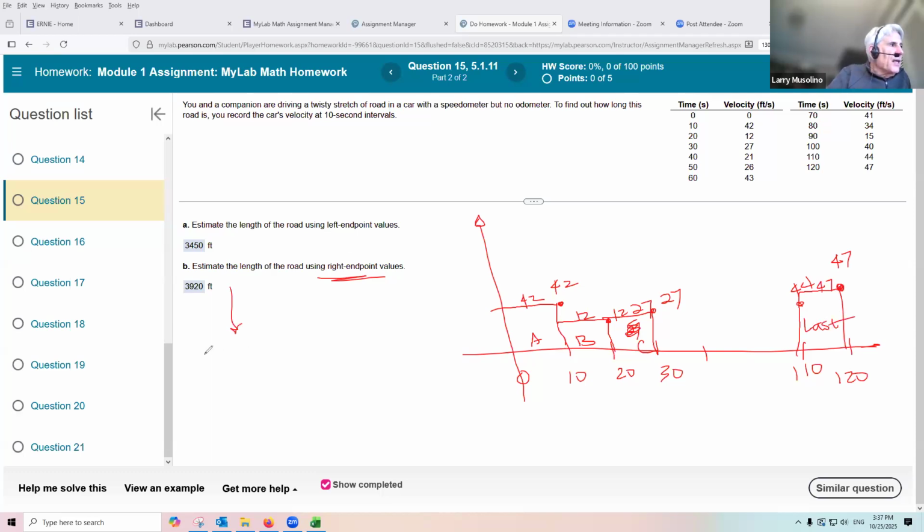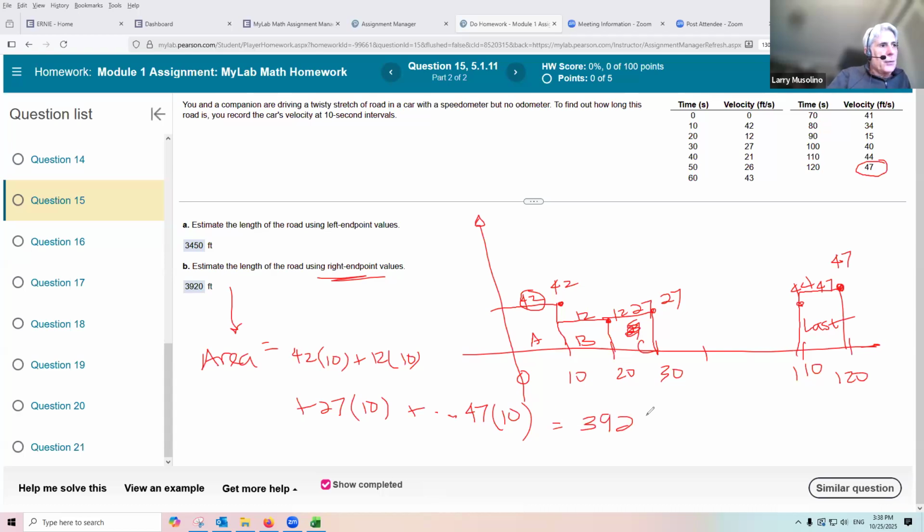So when I go to calculate the area for right endpoints, for rectangle A, it's going to be 42 times 10 plus 12 times 10 plus 27 times 10 plus, and I'm going to come to the very end, and the last rectangle is going to have a height of 47 times 10. So this answer for the right endpoints is going to be different than the answer for the left endpoints. And if you add all of these together, you'll get 3920.